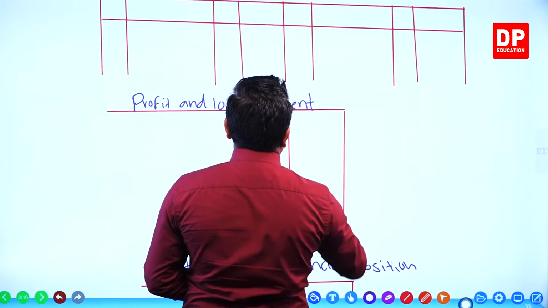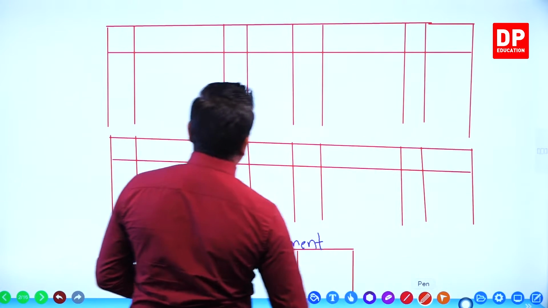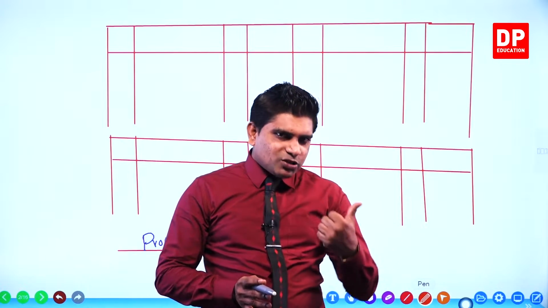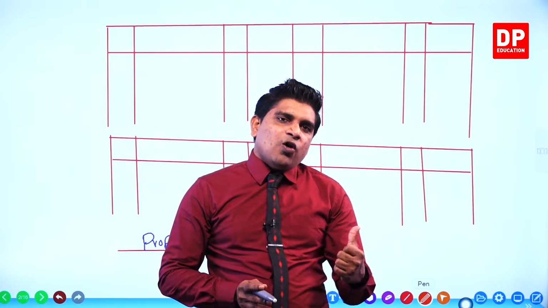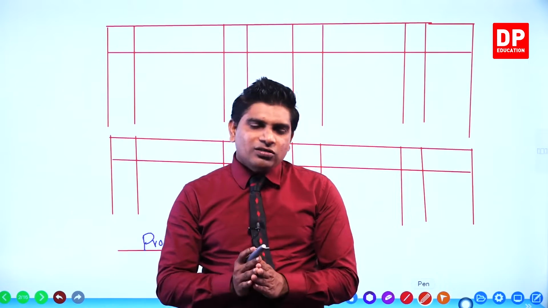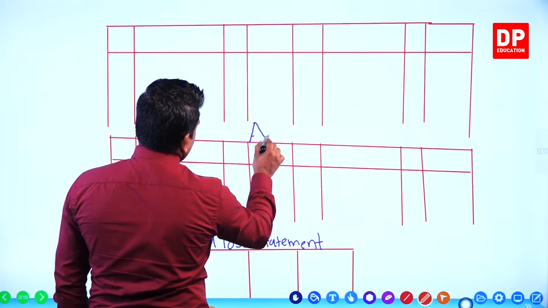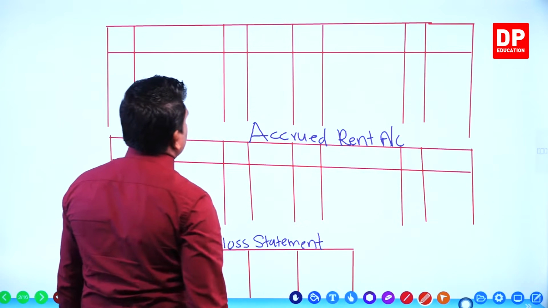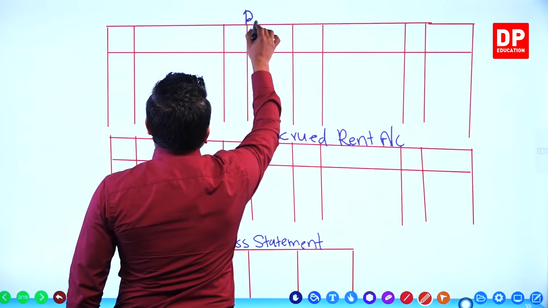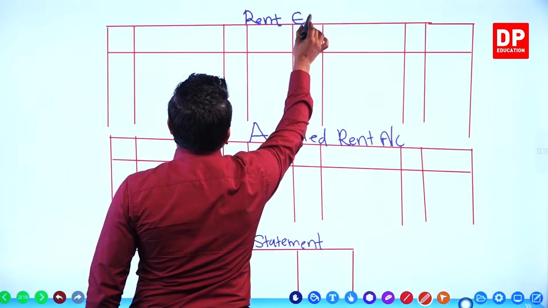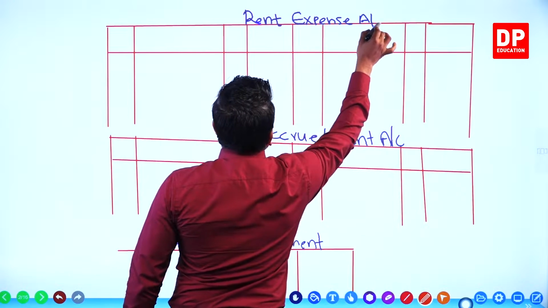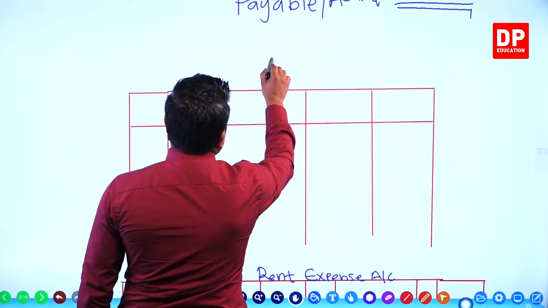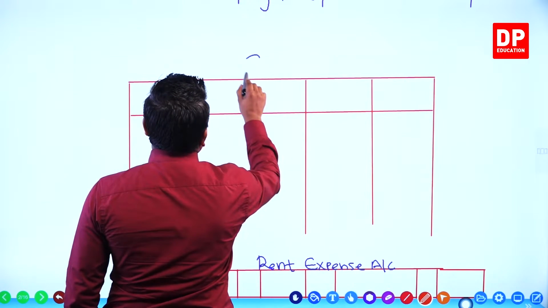Now the next one. We are talking about building rent now, right? I think you remember the double entry for the accrued expense, right? Rent expense account, debit; accrued rent account, credit. Then here is the accrued rent account, this is the rent expense account. Then what is this? This is the general journal, right? General journal.